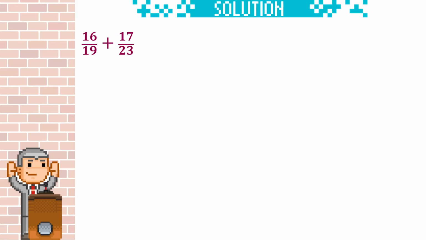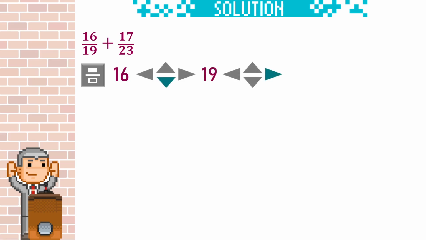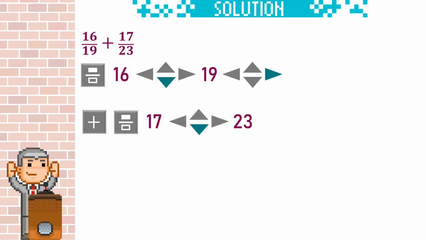We can put this into the calculator by clicking the fraction button, 16, down, 19, and then come out of the fraction, plus, fraction button, 17, down, 23, and we can find the answer with equals. Now the problem is that it gives us an improper fraction, 691 over 437.